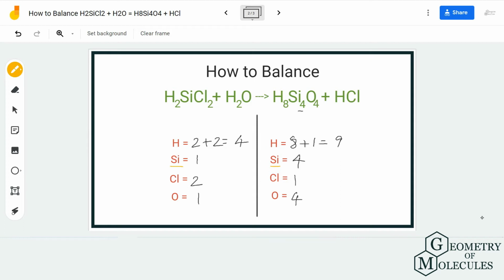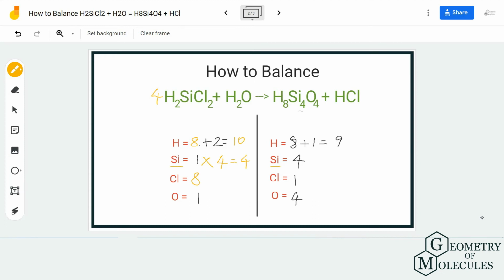So to balance it off, we need to have 4 Si on the reactant side as well. So for doing that, I am going to add a coefficient 4 before this molecule. So now we have 4 Si atoms on both reactant and product side. But adding this coefficient also changes the number of hydrogen and chlorine atoms, so we have to update that as well. So on reactant side now we have 8 plus 2, 10 hydrogen atoms. Chlorine we have 2 into 4, 8 chlorine atoms, and we are yet to balance the oxygen and hydrogen atoms.